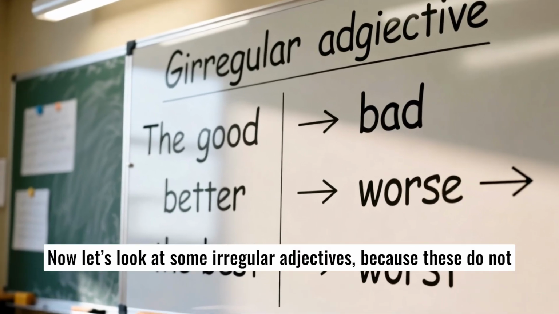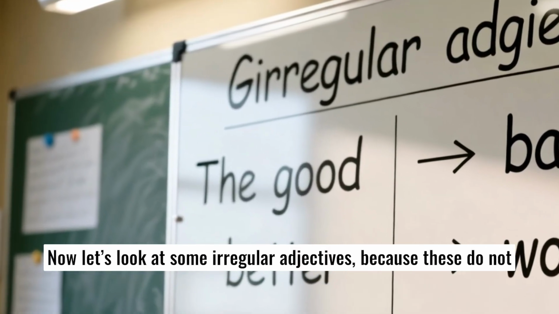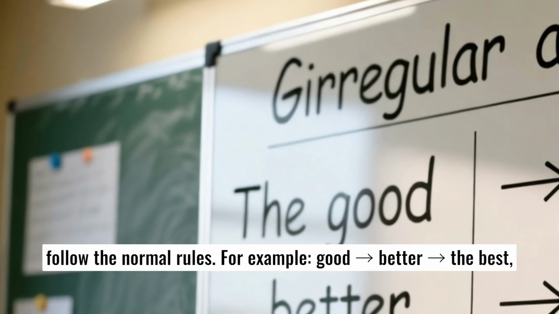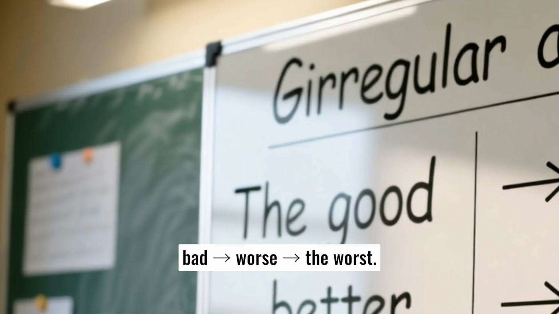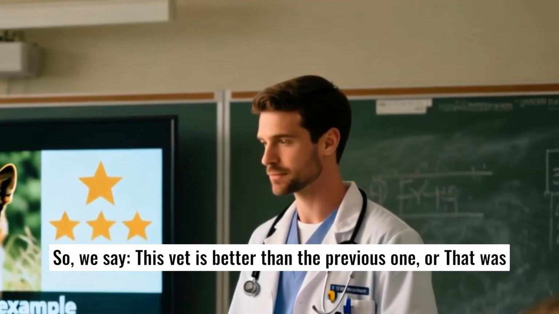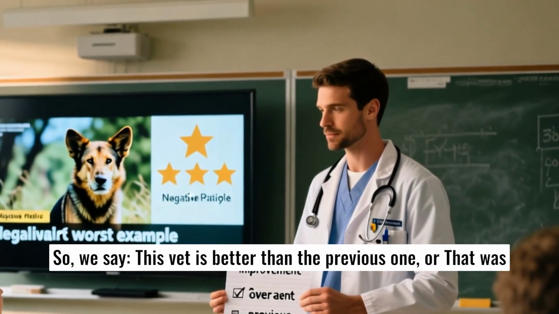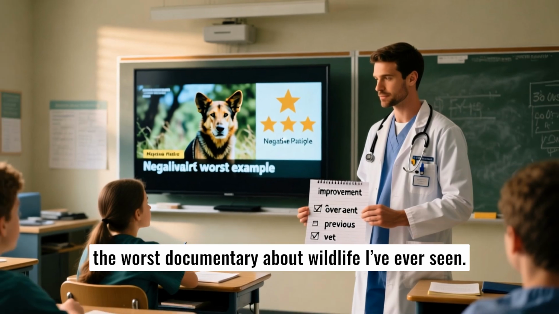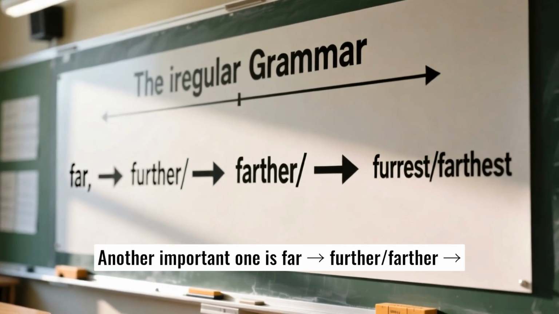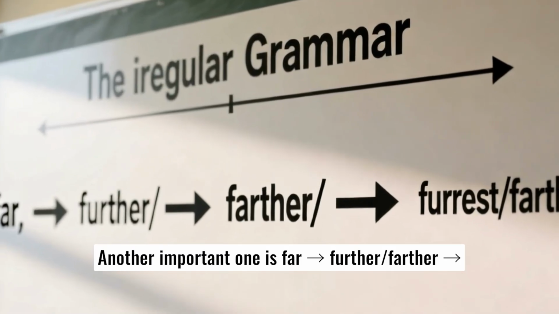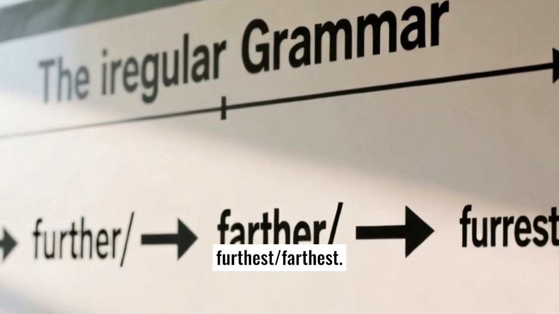Now let's look at some irregular adjectives, because these do not follow the normal rules. For example, good, better, the best, bad, worse, the worst. So we say, this vet is better than the previous one, or that was the worst documentary about wildlife I've ever seen. Another important one is far, further, farther, furthest, farthest.